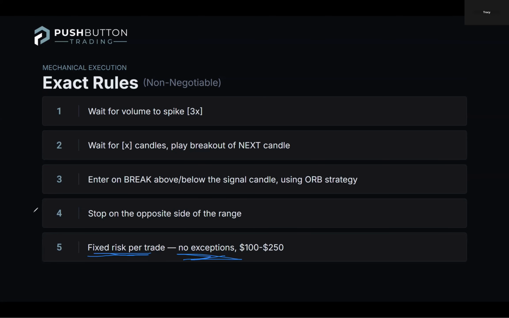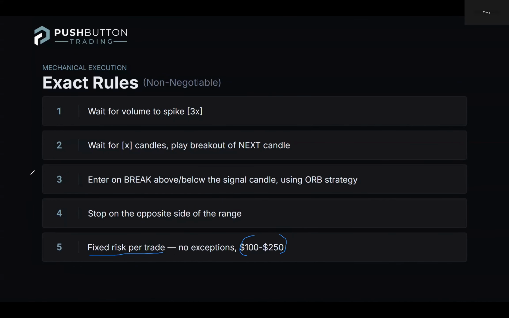That means we're not going to load up and put our entire account at risk on one trade, right? It's the equivalent of going to Vegas, taking all the money you have saved your whole life and putting it on one bet, win or lose, like you're betting black or red. That is what we do not do. We're always using fixed risk. And what does that mean?